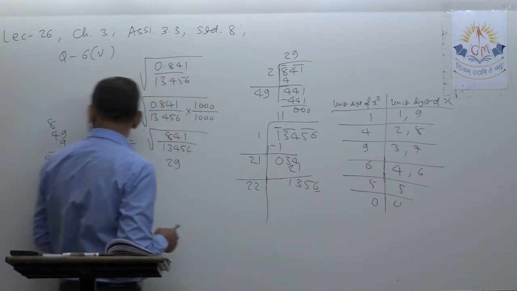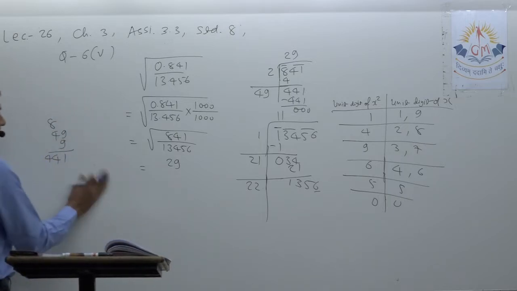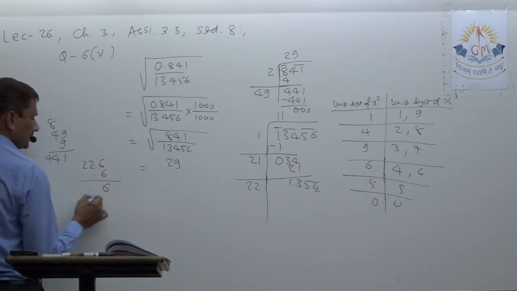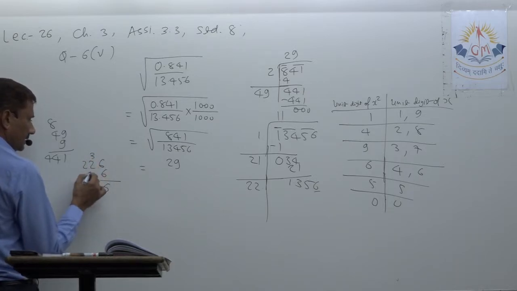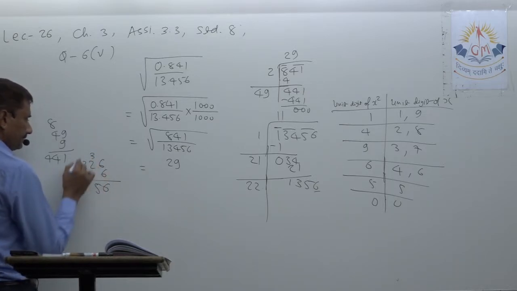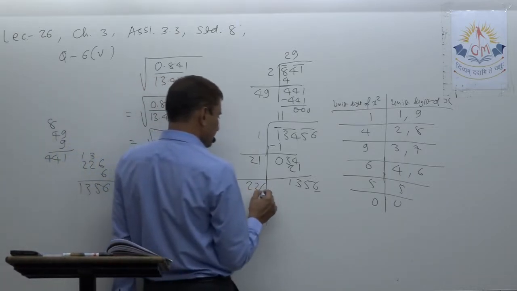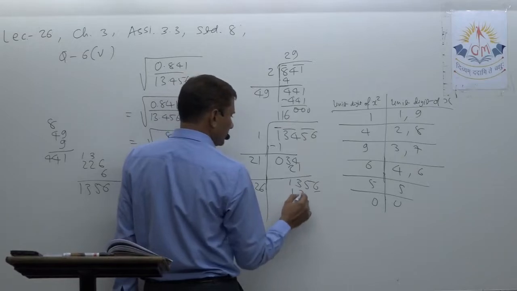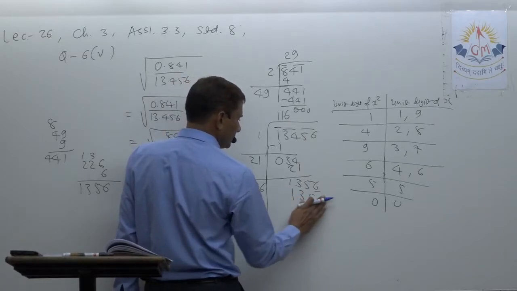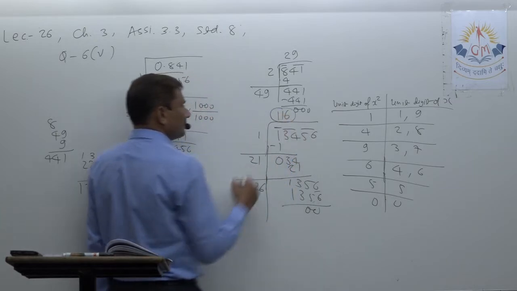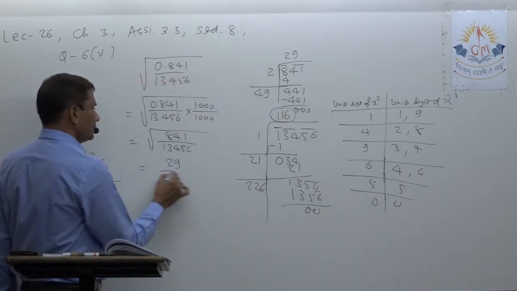So I am trying 226 into 6 first of all. 6 sixes are 36, 3 6 2 are 8, 12, 12 plus 3 is 15. 6 twos are 12 plus 1 is 13. So I got 226 into 6 is equal to 1356. Okay, so this is our answer of this one.